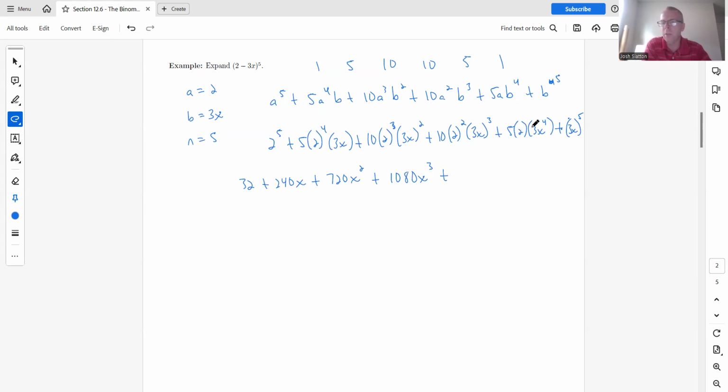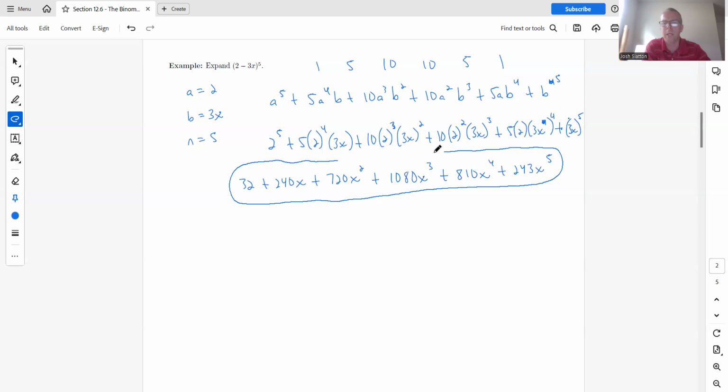5 times 2 times 3, this fourth should be on the outside. 5 times 2 times 3 to the fourth, and that would be 810x to the fourth, and then 3 to the fifth is 243x to the fifth. And that is the expanded version of that binomial to the fifth.